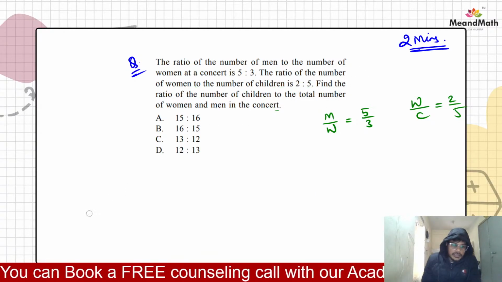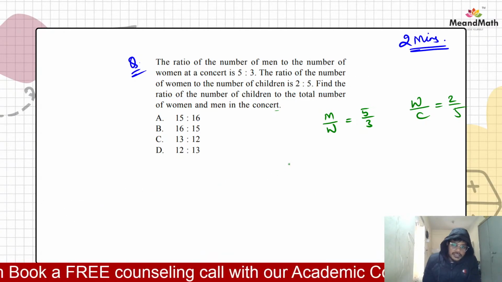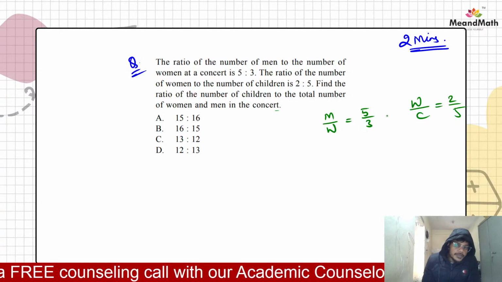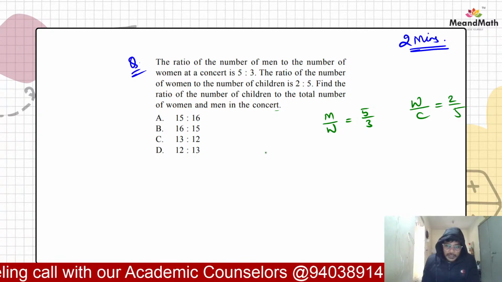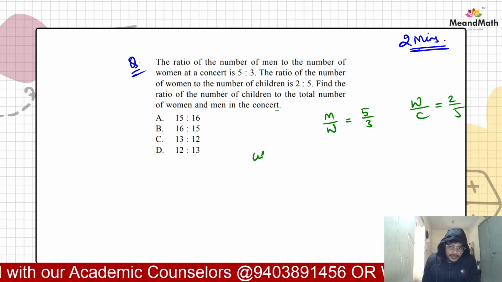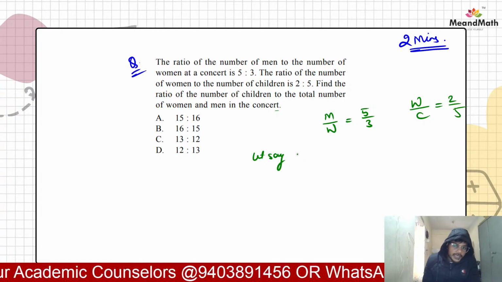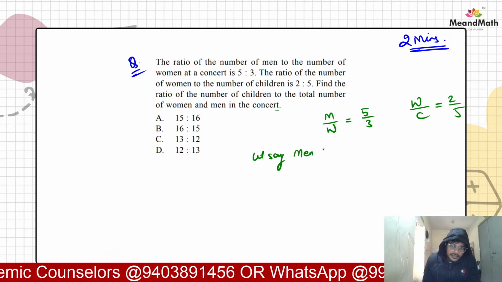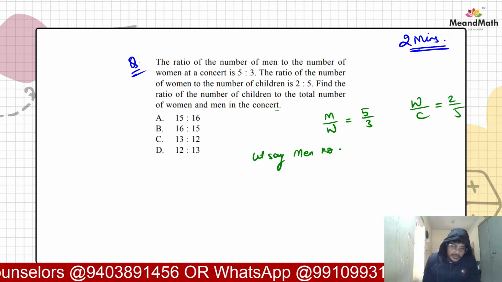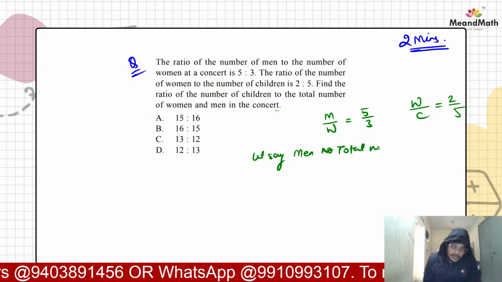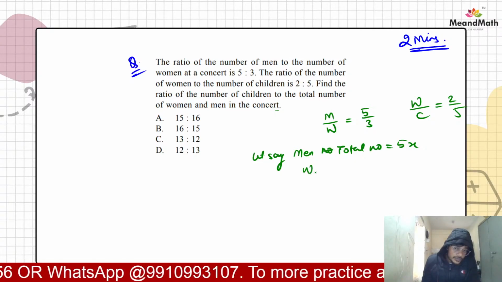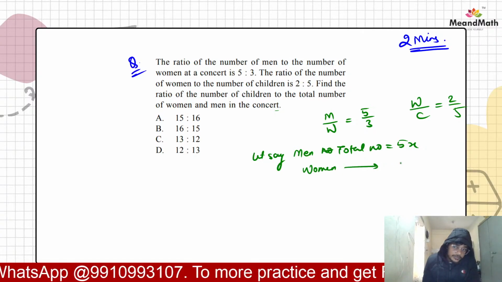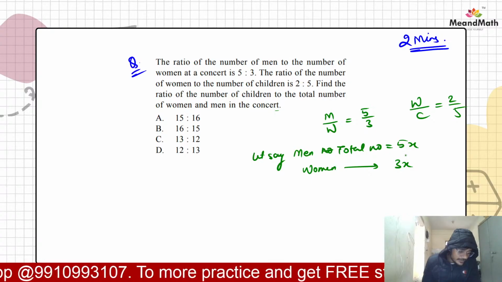Okay, now look at the screen. See, you need to find the number of men plus women, right? So first of all, let's say your men's total number is 5x. Then what would be your women's total number? That would be 3x, right?